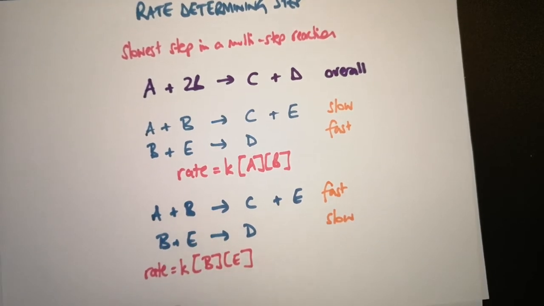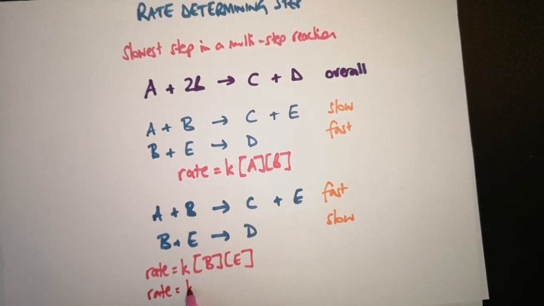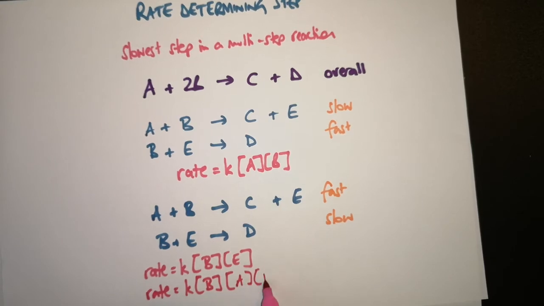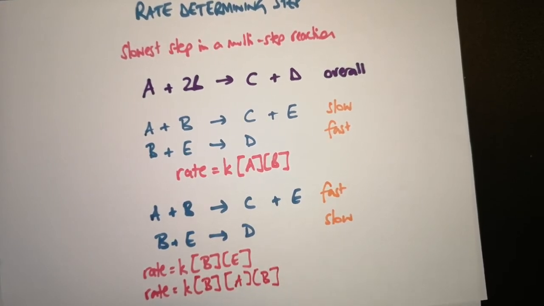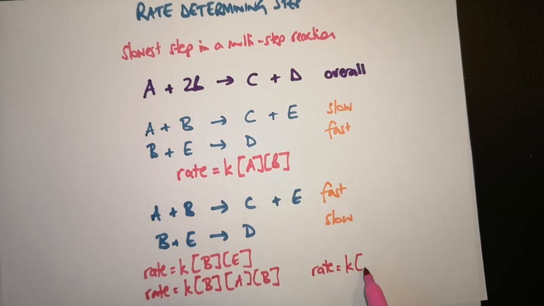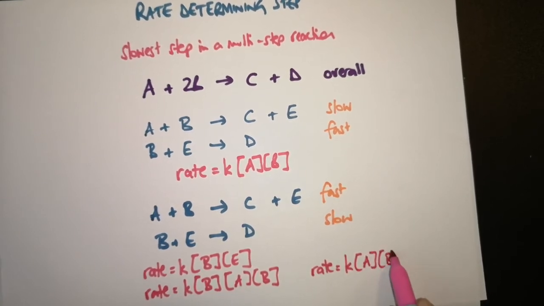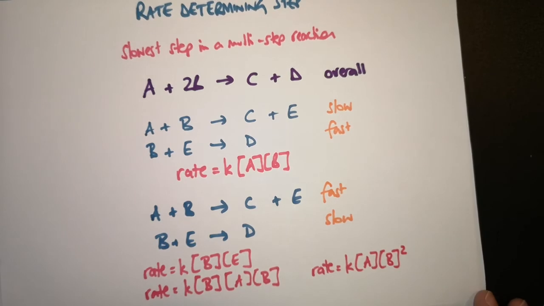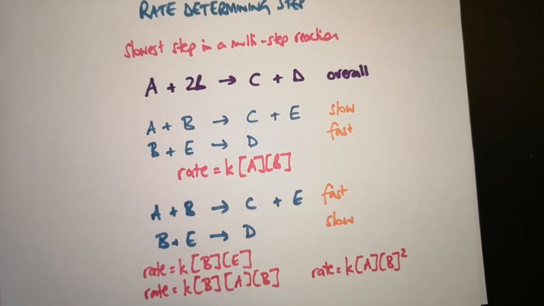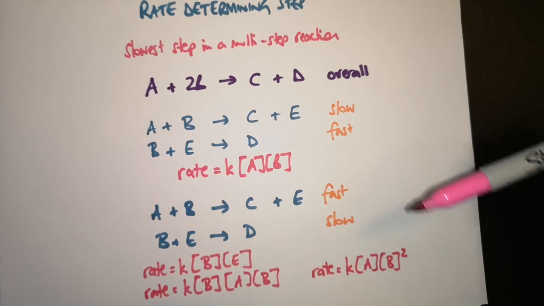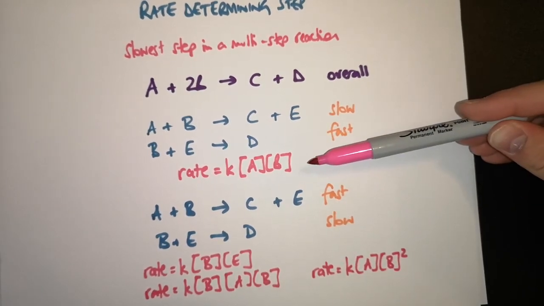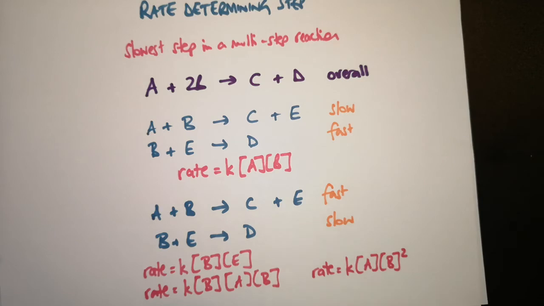So that means my rate equation becomes k, the B stays as it was, but the E changes into an A and a B like that. So now if we make these into alphabetical order and square the B's, it becomes rate equals k[A][B]². Okay? So really, to summarise that, the rate equation contains the species up to and including the rate determining step.